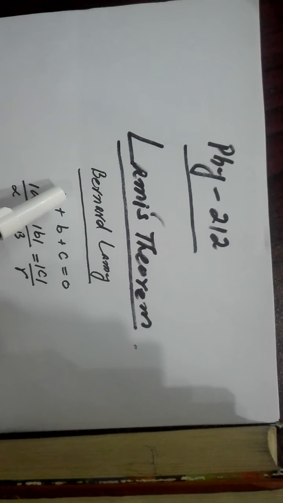Today we are going to discuss Lami's theorem. We spell it as Lami, and also conventionally we write it as Lami. But actually it was a French scientist, Bernard Lamy. Who was Bernard Lamy? Bernard Lamy was a French scientist who gave the law of sines for trigonometry applied to vectors.